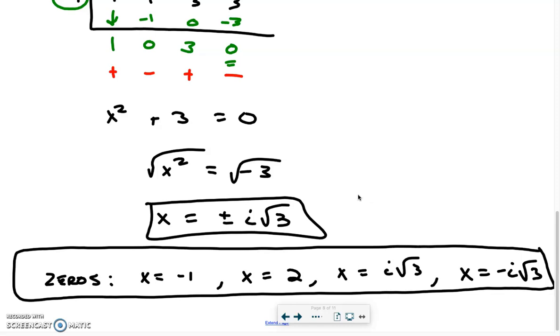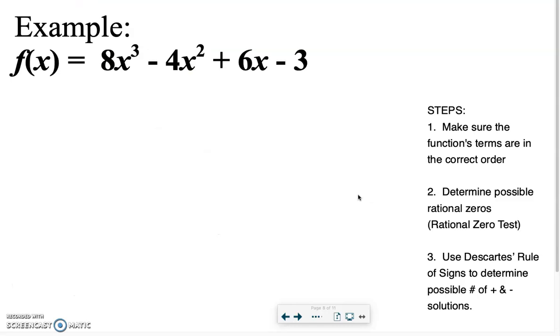So again, everything that we're talking about today with Descartes' rule of signs and upper-lower bounds, it's just meant to speed up the process. It's just meant to help keep you moving. Notice some patterns and think about what that does for us. Think about how that helps you along.